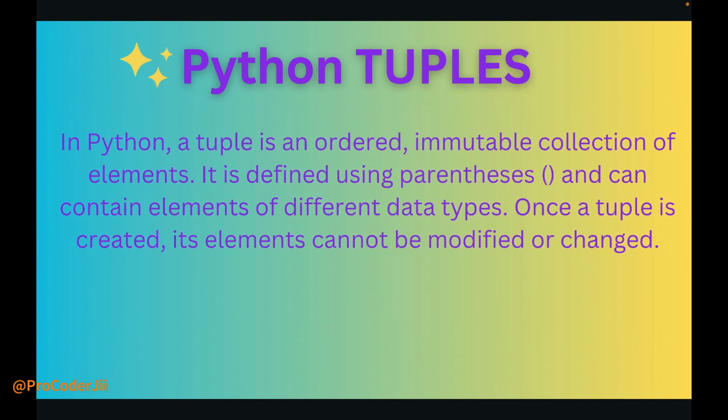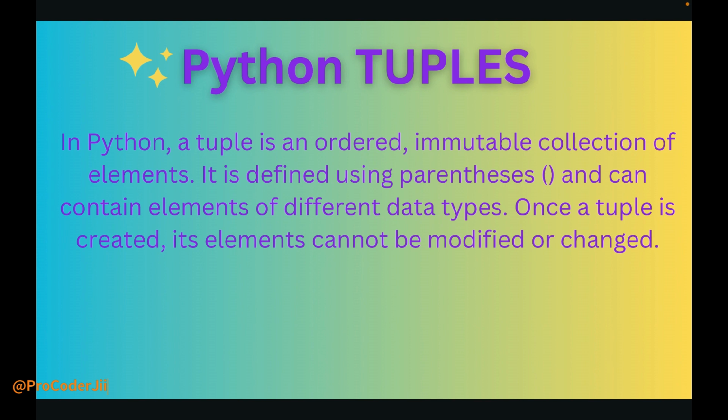Now, as we know, in every section we first cover the definition of the topic. The definition of a tuple is this: in Python, a tuple is an ordered, immutable collection of elements. It is defined using parentheses and can contain elements of different data types. Once a tuple is created, its elements cannot be modified or changed. So the simple definition of a tuple looks like this.